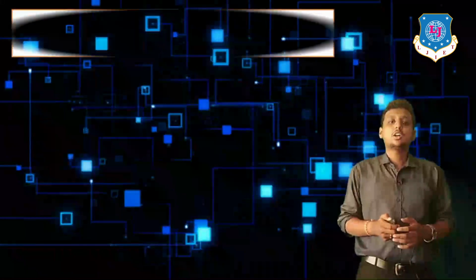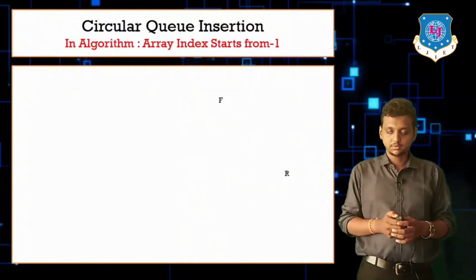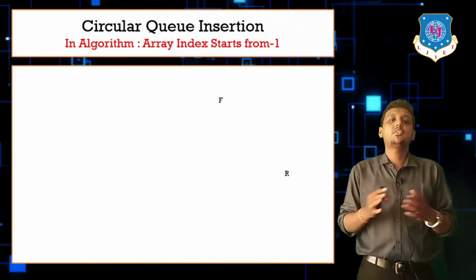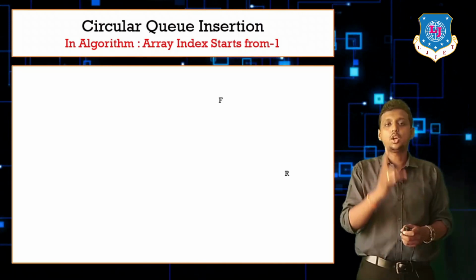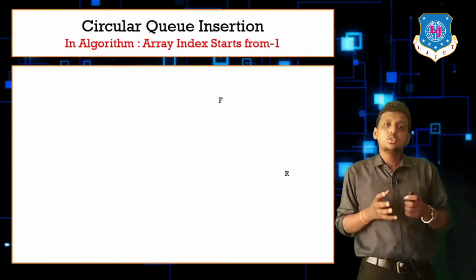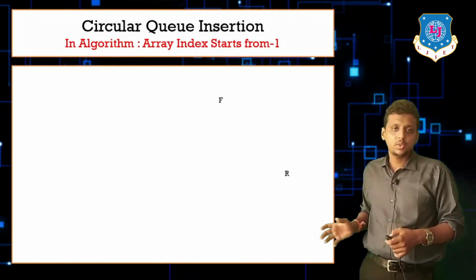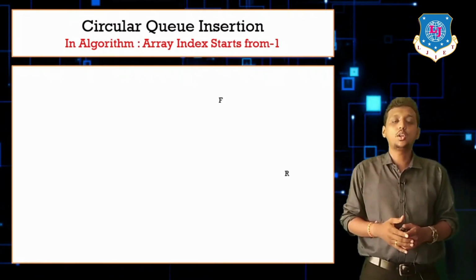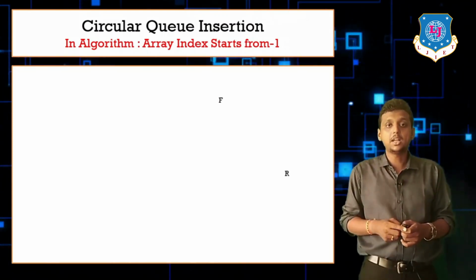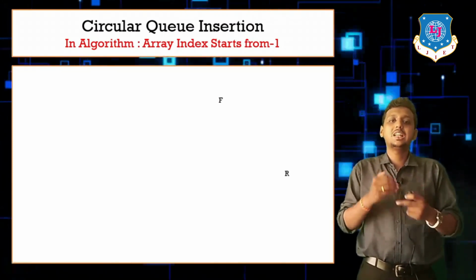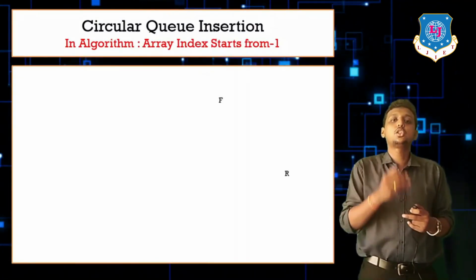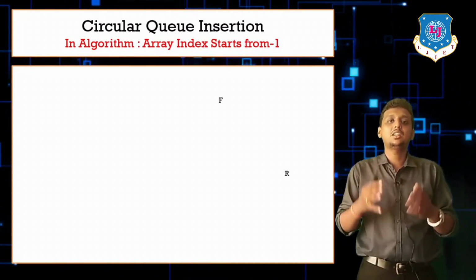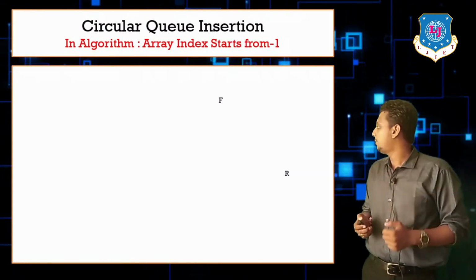Next, let's talk about the circular queue insertion. Once again, let me remind you that in each and every algorithm, our array index starts from 1. So, unlike the simple queue, students, what happens over here? In a circular queue, during the insertion, we need to check the overflow condition. Yes, you are correct. But we are going to check the overflow condition later, after checking the position of the rear pointer. That step is also known as resetting the rear pointer. Okay, how? Let me show you.